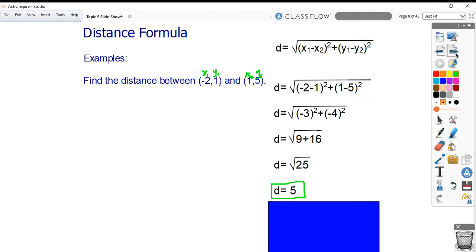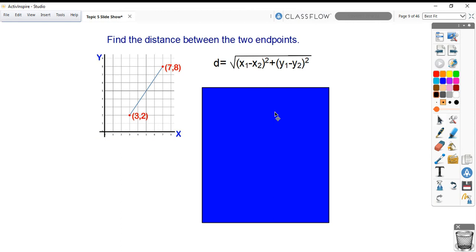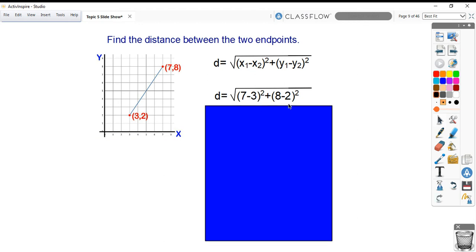Okay, let's go look at that next problem. That next problem is a great example of it. Okay, we have our distance formula with x1 and x2, y1 and y2. And all we have to do is plug those numbers in, right? x1 and x2, we've got 7 and 3. y1 and y2, we've got 8 and 2. Okay, we subtract all of that stuff. We simplify things down as much as we can.